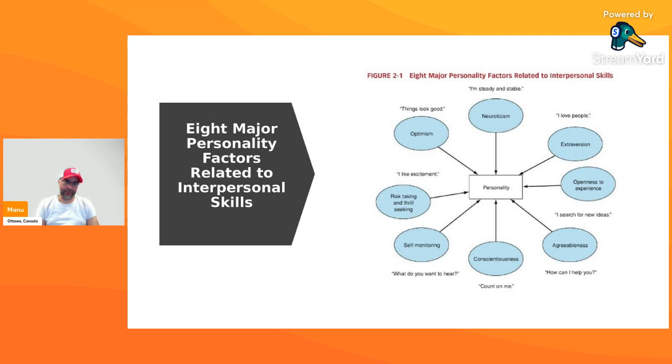Personality types. In the last session, maybe we had looked at the 5 big personality traits. So the book introduces you to this totality of 8 major personality types, the 5 that we discussed last time, which were neuroticism, extroversion, openness to experience, agreeableness, and conscientiousness. So those are called the 5 big traits. But on top of that, there are 3 more: optimism, risk-taking and thrill-seeking, and self-monitoring.